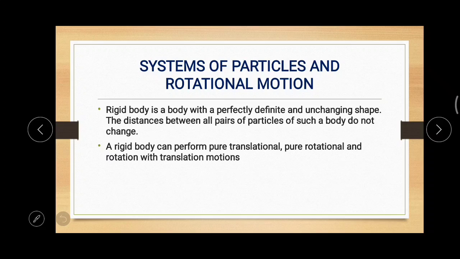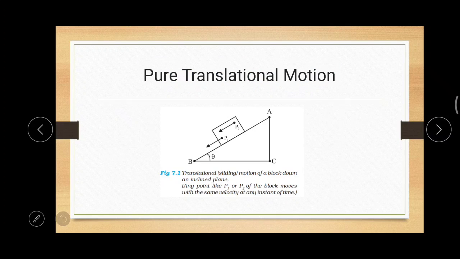So translation along with rotation is known as rolling motion. Pure translation means linear motion, and with pure rotation, only rotation will be there and there will be no linear displacement. So let us come to the pure translational motion. In pure translation, there is no rolling or rotation, only a linear movement. The particles will move linearly along with the system.